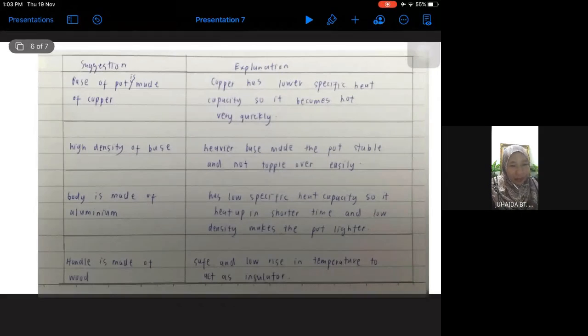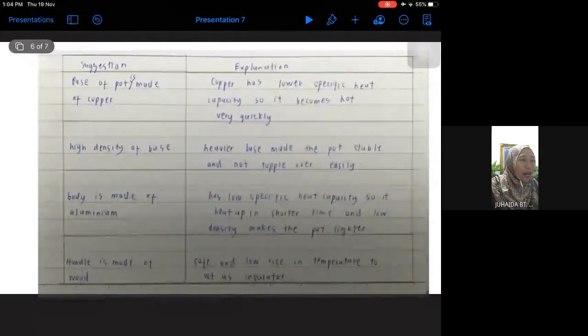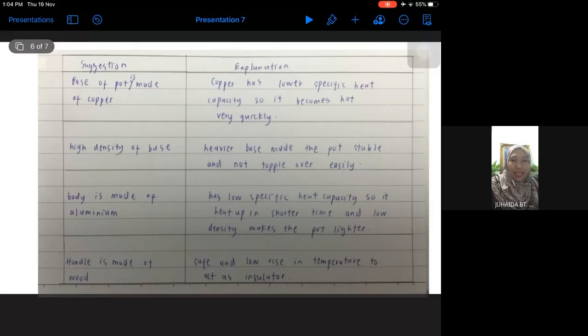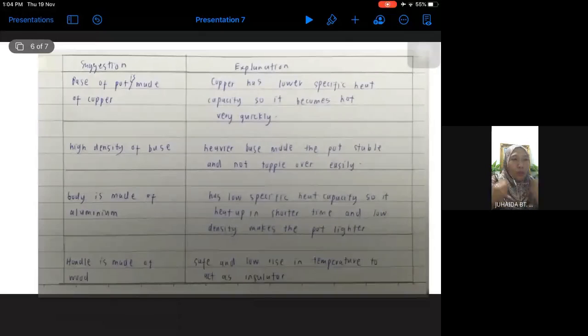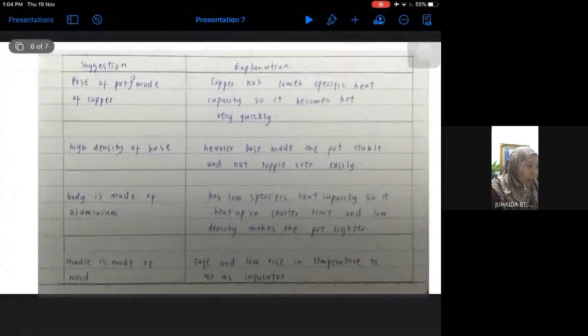So reason dia is lighter. Tu je. Okay? So betulkan the second point, low density of material of pot. Okay? So pot diperbuat daripada bahan yang low density. So reason adalah lighter atau easy to move atau portable. Okay? Okay, boleh ya? Okay, the third one, material for making the handle of the pot.